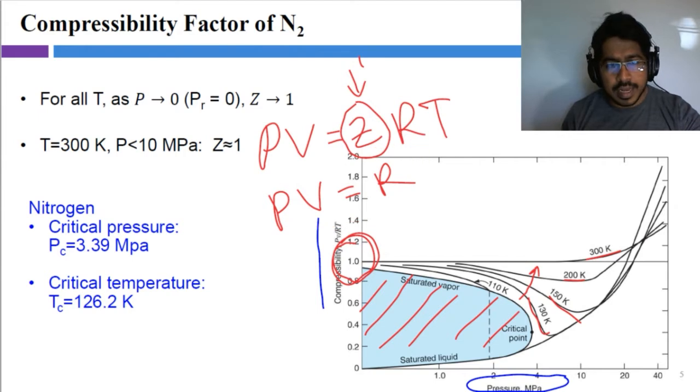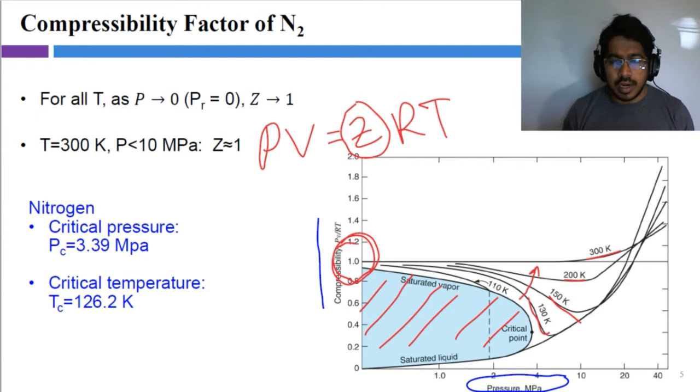So a real gas becomes close to ideal behavior when the temperature increases. This is something we agreed on in the last lecture. And you can see from this chart that it does happen, right?